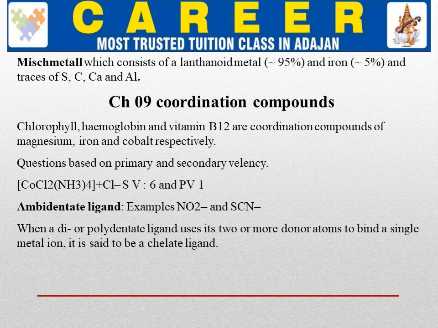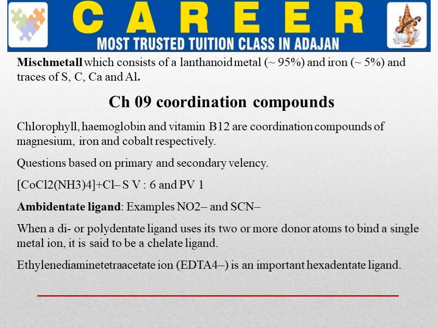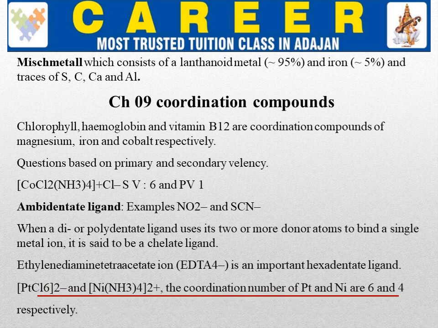When di- and polydentate ligands are used, where two or more donor sites bind, they form a chelate. Chelate-forming ligands are more stable than unidentate ligands. Ethylenediaminetetraacetate is a hexadentate ligand: four coordination sites by nitrogen and two by oxygen. PtCl4 2- and Ni(NH3)6 2+ have coordination numbers 4 and 6 respectively.